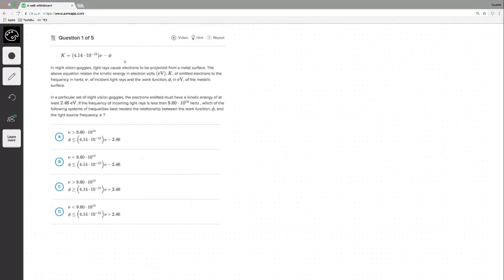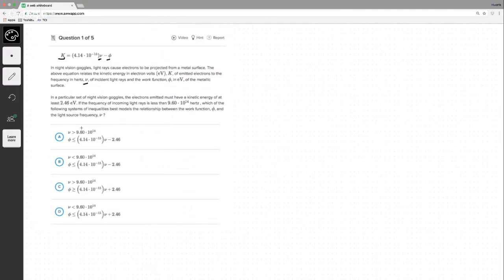K equals blah, blah, blah. They give us this really intimidating looking formula. In night vision goggles, light rays cause electrons to be projected from a metal surface. The above equation relates kinetic energy, which I assume is our K value, in electron volts (eV), of emitted electrons to frequency in hertz, V, and of incident light rays, and the work function, this crazy symbol here, in eV of the metallic surface. I guarantee this question is not going to be as complicated as it sounds.